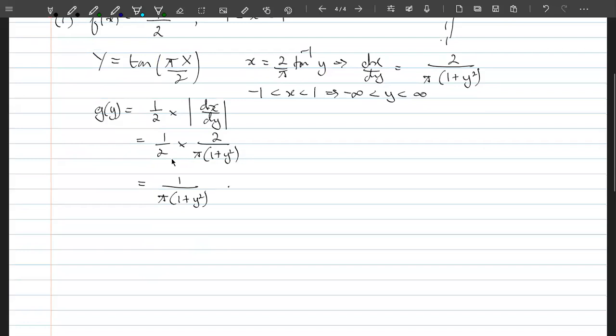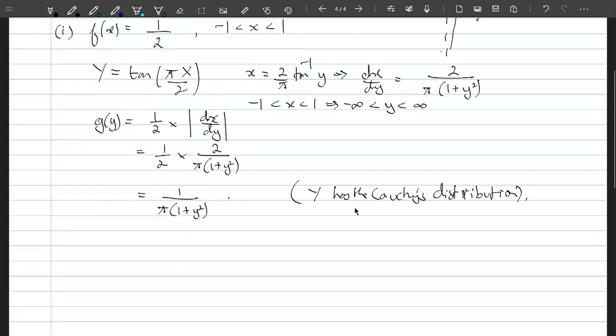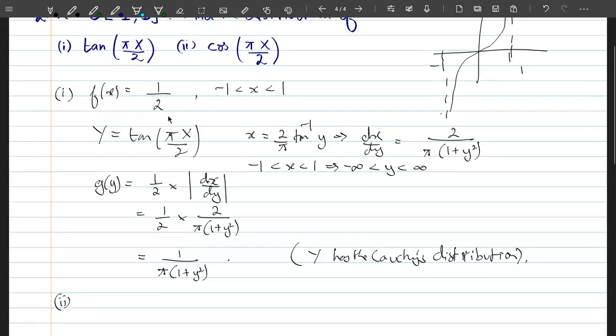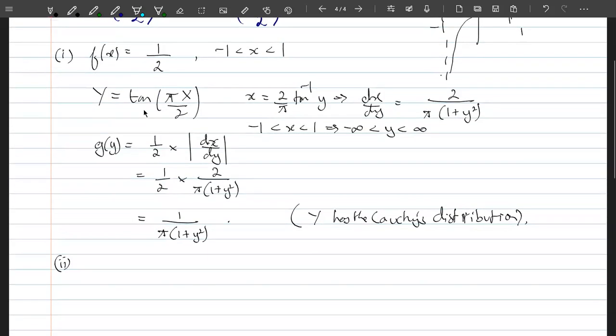And if you recall, this is actually the PDF of Cauchy's distribution. It's not essential to write this in the answer. This is just an observation. So now in the second case, the PDF is the same. f of x is half in the range -1 to 1. The same random variable for this also.